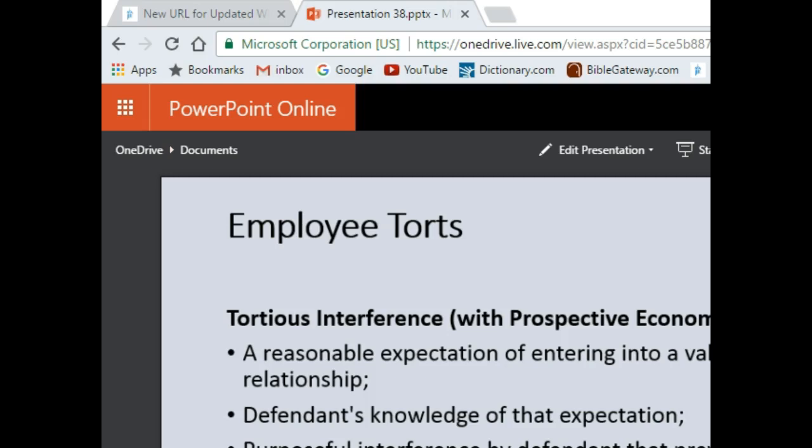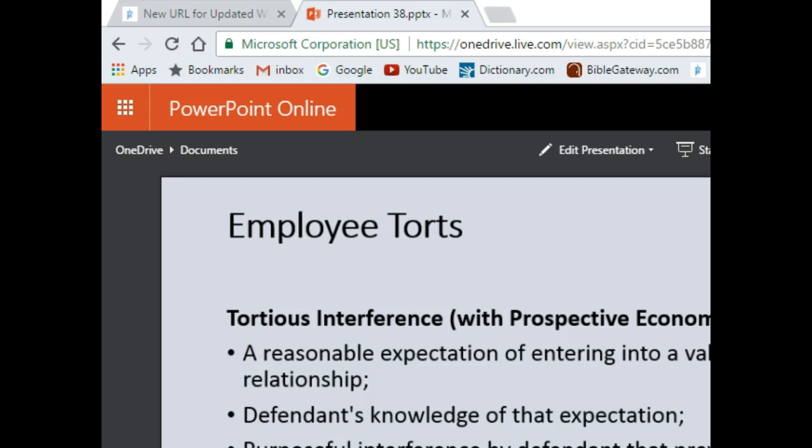And the tort would require the following elements to have been present. One, a reasonable expectation of entering into a valid business relationship. Now, you can substitute that for an employment relationship. Two, the defendant's knowledge of that expectation.